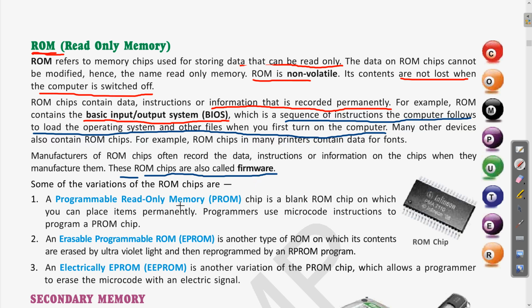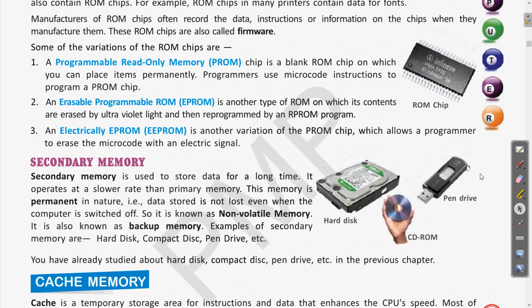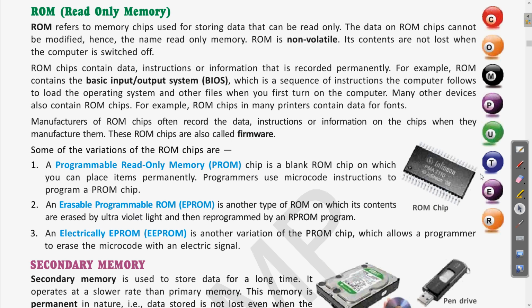Now let us see some of the variations of the ROM chips. Variation means you can say the examples of the ROM chips. Okay, so let us erase this page first and move to the examples, or you can say the different types of ROM chips. So ROM chips are basically of three types: PROM, EPROM and double EPROM. So one by one let us see.